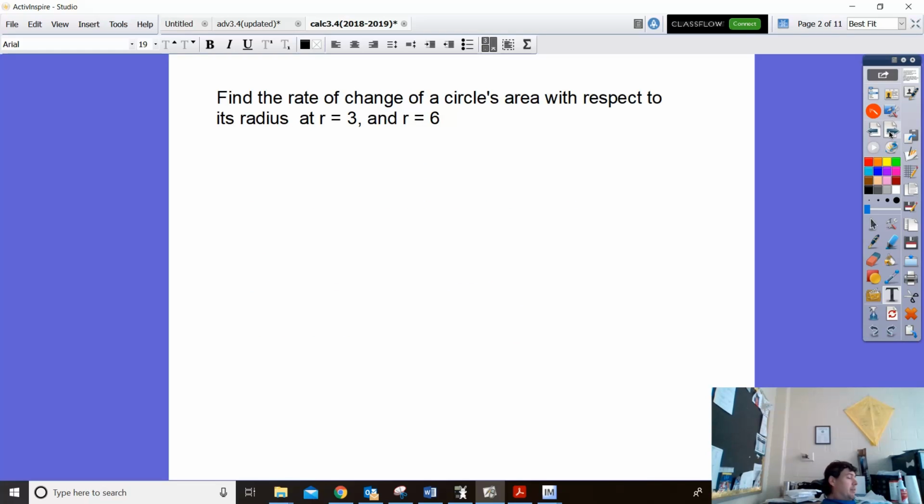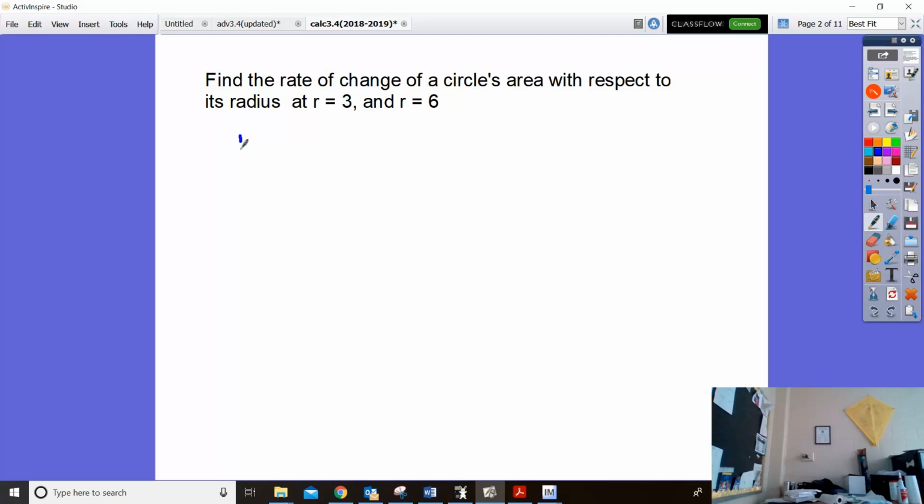Anyways, this one's not about that, but the first derivative rule still applies. Find the rate of change of the circle's area with respect to its radius at r equals 3 and r equals 6. To do this problem, all you have to know is the form of the area of the circle. How do you find the area of the circle? Pi r squared.